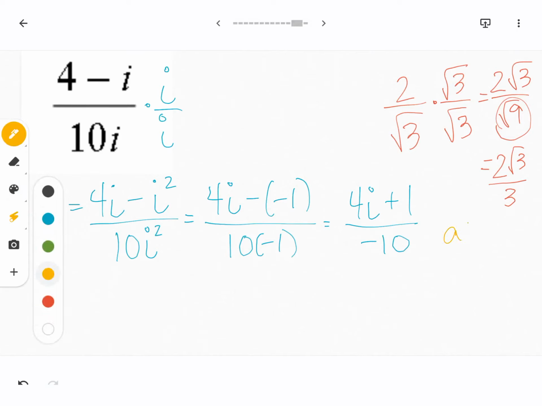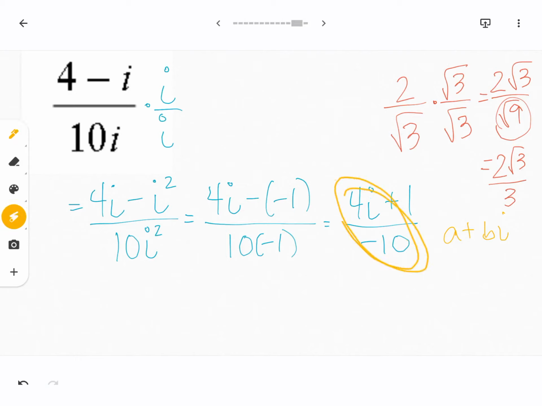We do need it to be in our correct form, the a plus bi. So I'm going to pull this apart so that it's two different numbers. When you're doing this, what you need to remember is that both the 4i and the 1 are divided by this negative 10. So I'm going to pull it apart as the 4i over negative 10 and the 1 over negative 10.